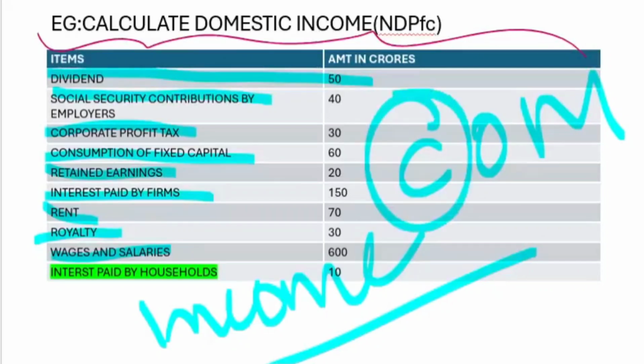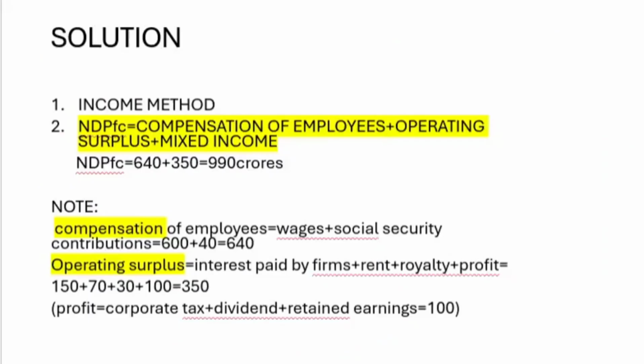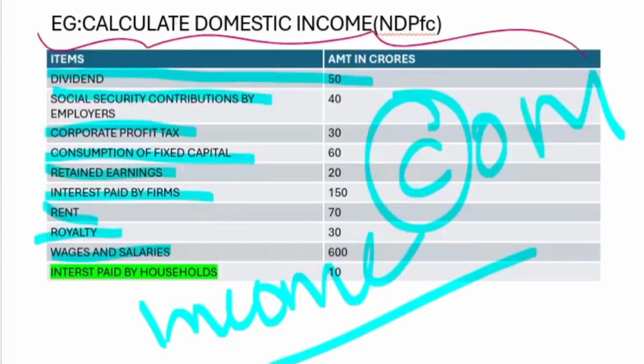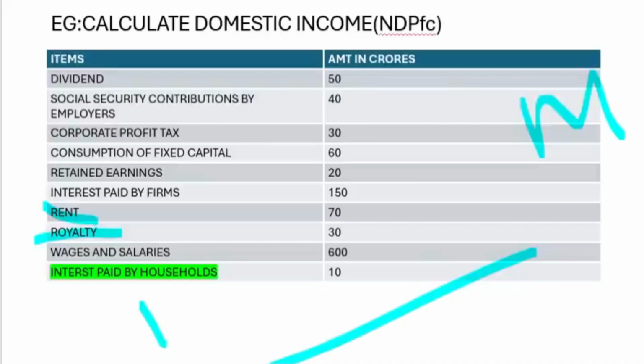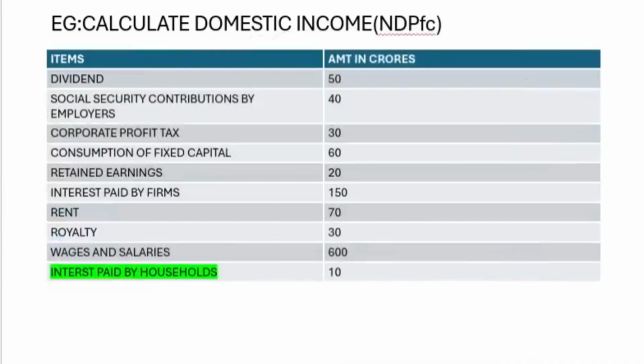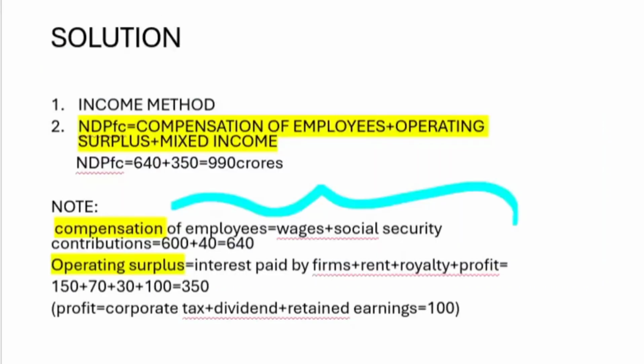The first one is C, that is compensation of employees. What are we compensating the employees with? Wages and social security contributions by employer. Wages and salaries, given in the question, are 600. Then social security contributions are 40. So we add them up to get the compensation of employees as 640.